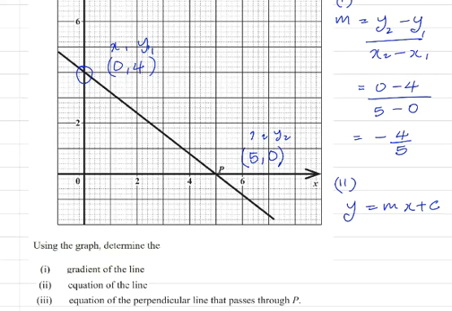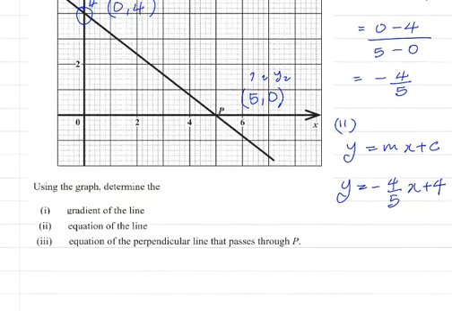We already found the gradient, it's minus 4 over 5. And c, which is the y-intercept, we can get from inspection. So this is c here, the y-intercept, and c is equal to 4. So therefore, the equation of the line is y equals the gradient, minus 4 over 5 x, plus the y-intercept c, which is 4. So the equation of this line is y is equal to minus 4 over 5 x plus 4.